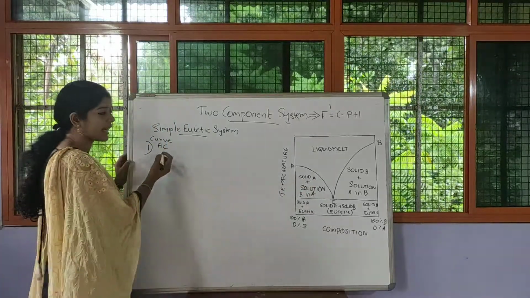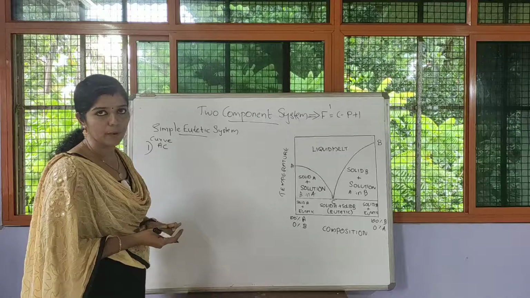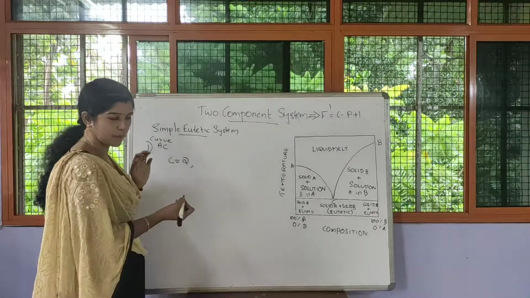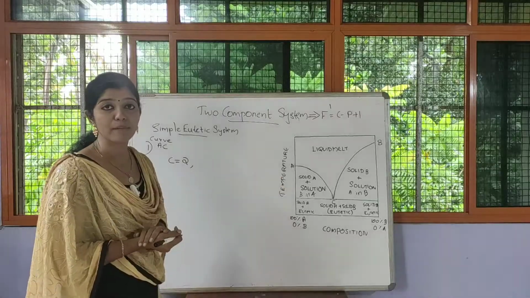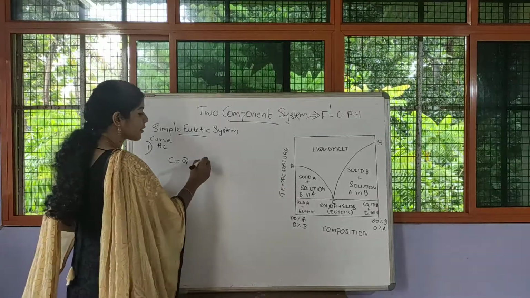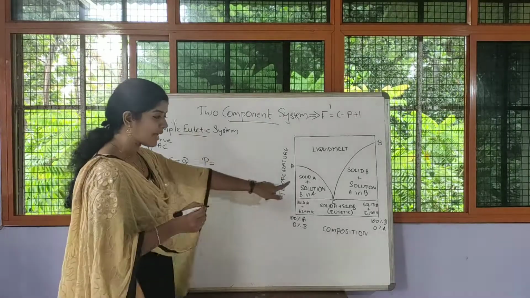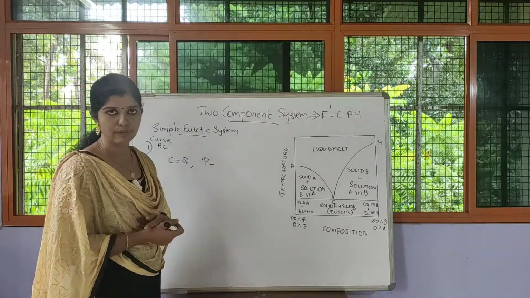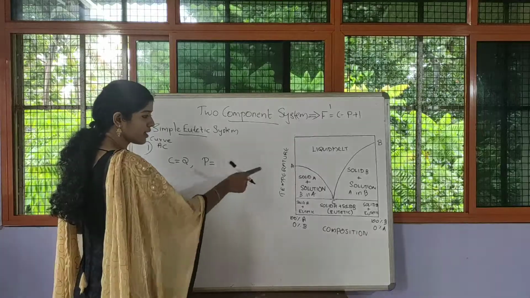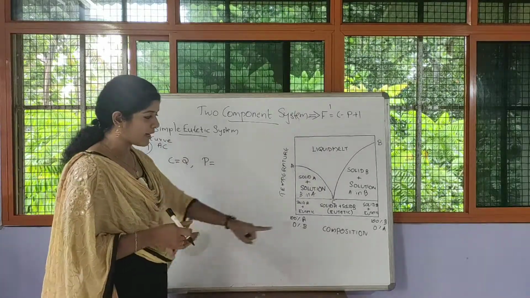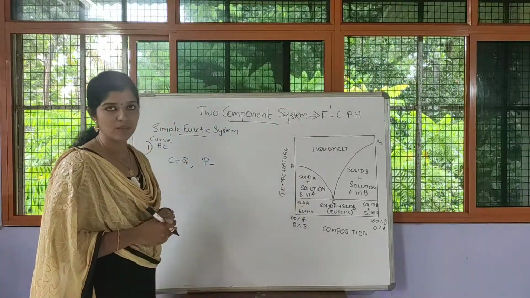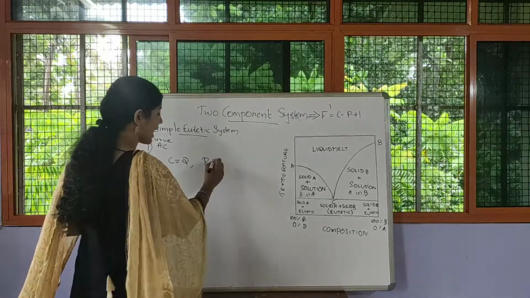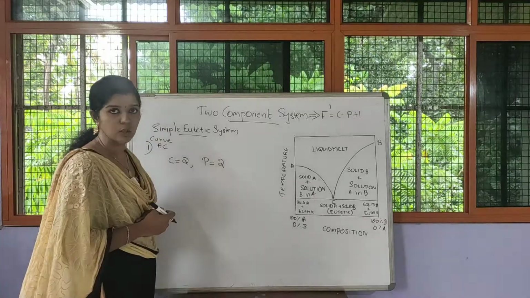Now, inside that region, since this is a two component system, we know the number of components will be 2. Now, how many phases are there? Number of phases P. We have solid A, so that is phase number 1, and a solution of B in A. So one solution is also there. So that is 2. So we will have the number of phases as 2.